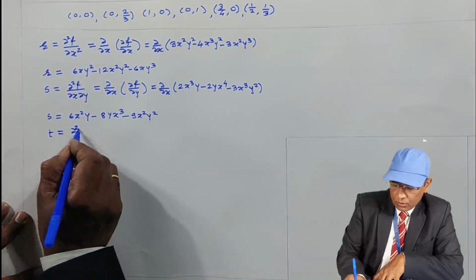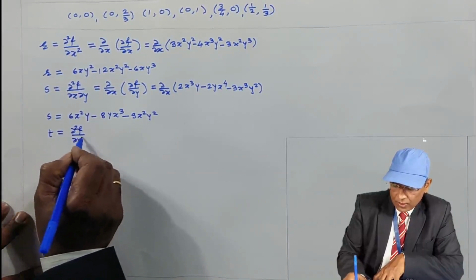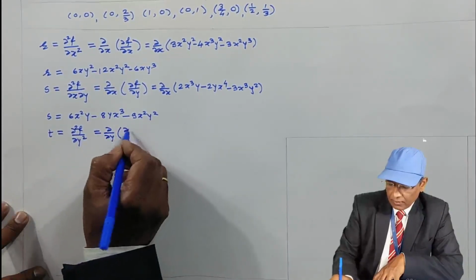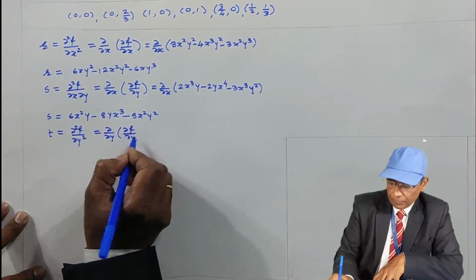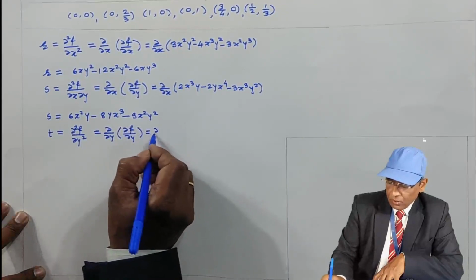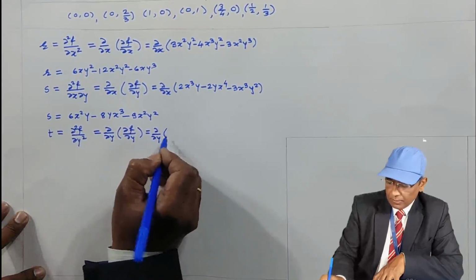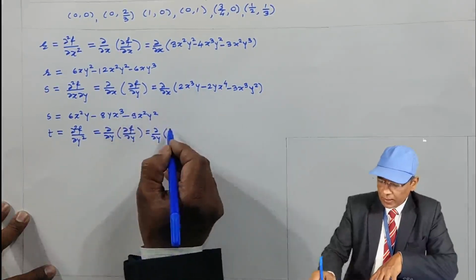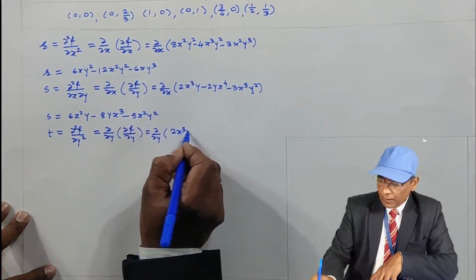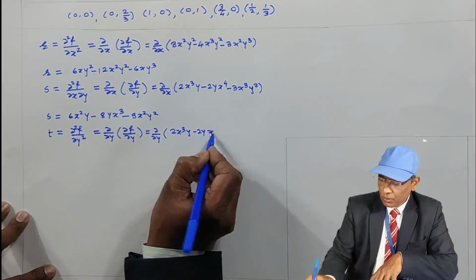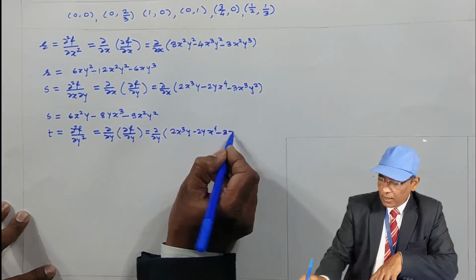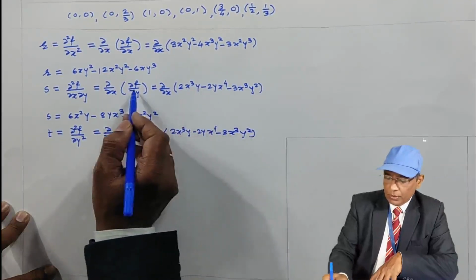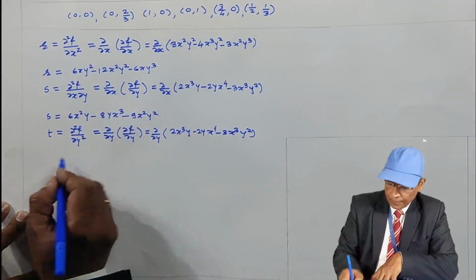T is what? Del 2 f by del y square. It is what? Del y of del f by del y. And the value of del f by del y we already found, and this has been used here. See, 2x cube y minus 2y x to the power 4 minus 3x cube y square. We have used this value here.